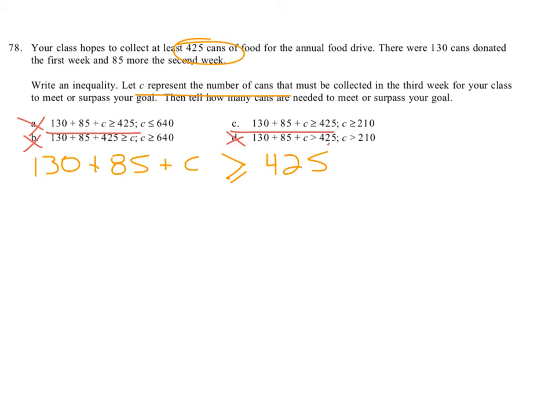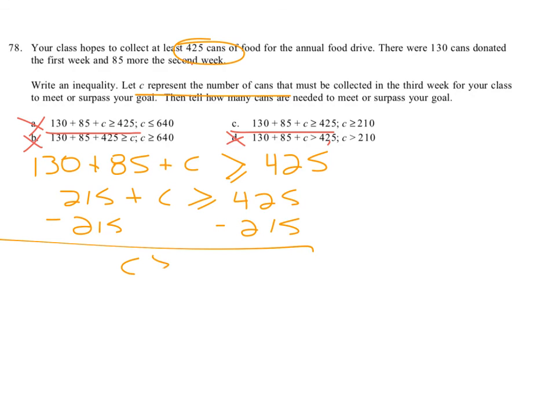And then here, okay, well, let's just solve the inequality to see. I mean, we've eliminated choices because we know that they don't make sense. But let's just see what we get when we do the math. So, 130 plus 85 is 215 plus C greater than or equal to 425. We're just solving it. 215 minus 215. And we get C is greater than or equal to 210.